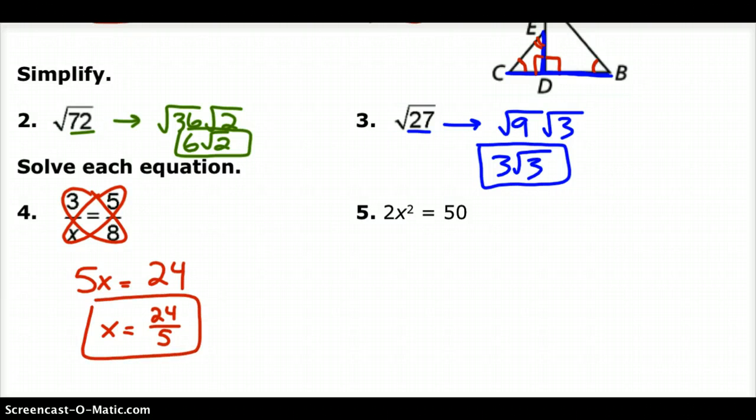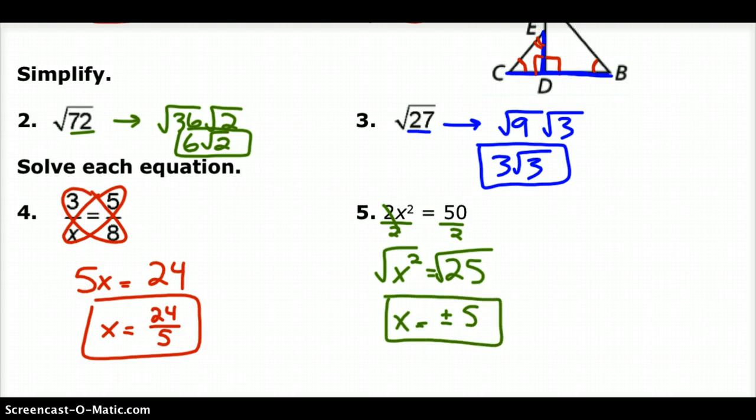Okay, on this last one, on number 5, remember, we're trying to find our answer for x, so the first thing we need to do is isolate x squared. And so what I'm going to do here is divide by 2 on both sides to get now that x squared equals 25. And then, again, since our variable is being squared, I will do the opposite. I'll take the square root of both sides, remembering that I have to take into account my positives and my negatives here. So my answer is actually going to be x equals plus or minus 5.